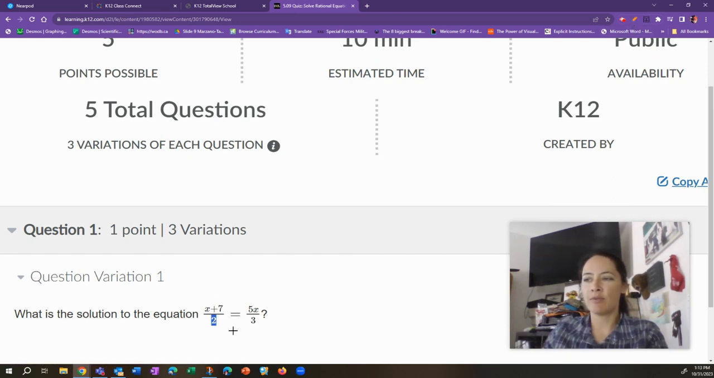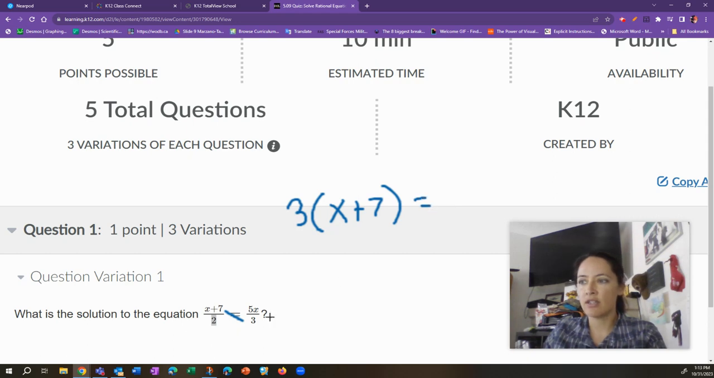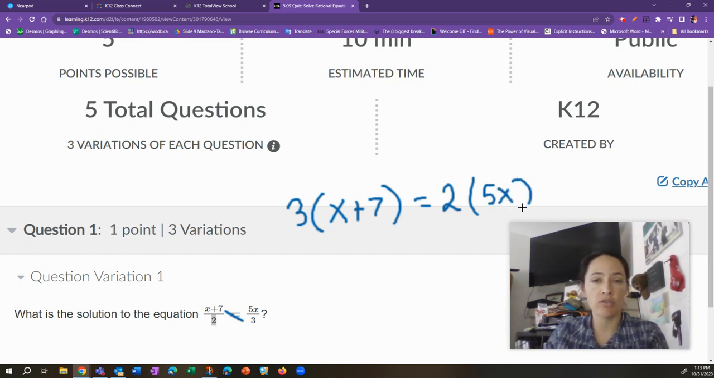So we're going to use cross multiplication. What does that mean? I'm going to take 3 times (x + 7). Notice the parentheses, because it's the whole quantity, not just 3 times x, which is a common mistake. Then 2 times the whole thing, 5x. So again, we're doing multiplication.